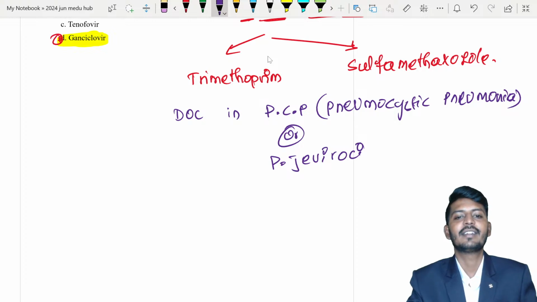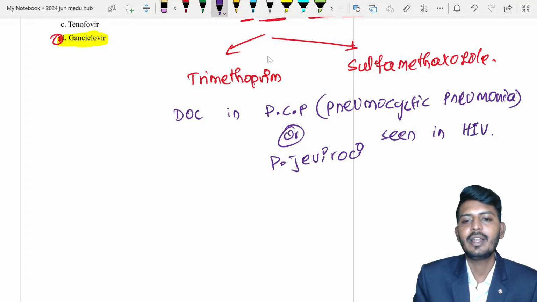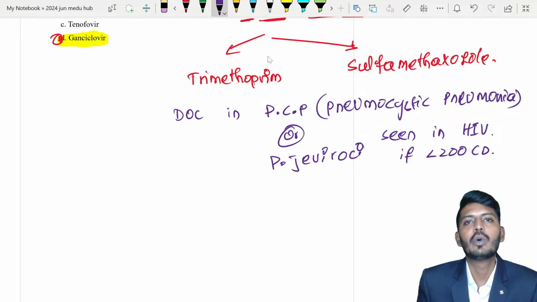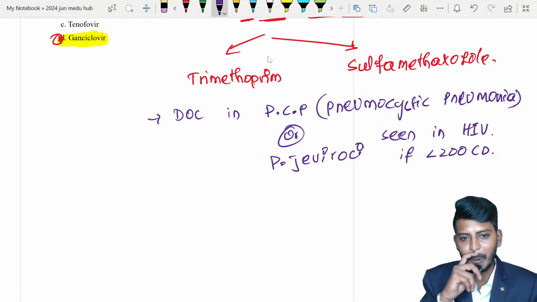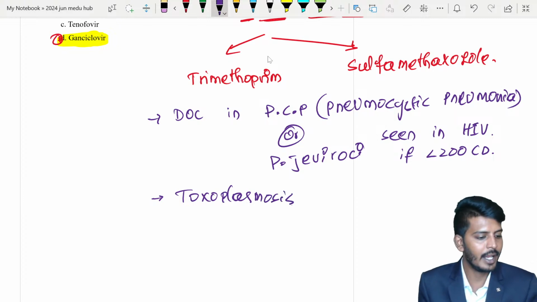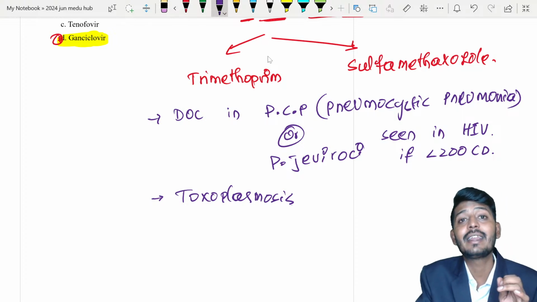Pneumocystis jirovecii is seen in HIV patients, in AIDS patients, if the CD4 count is less than 200. Okay, so if less than 200 CD count, we can encounter pneumocystis pneumonia. The drug of choice at that time is sulfamethoxazole, that is only your cotrimoxazole. And it is also used in toxoplasmosis. Clear?